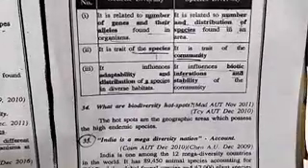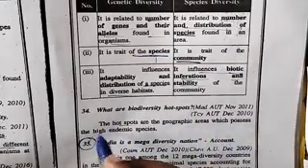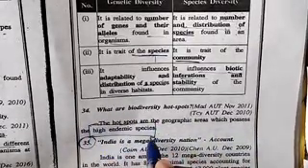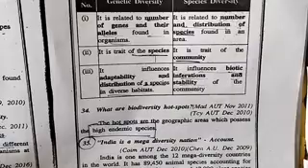Next, what are biodiversity hotspots? Hotspots are geographic areas which possess high endemic species.